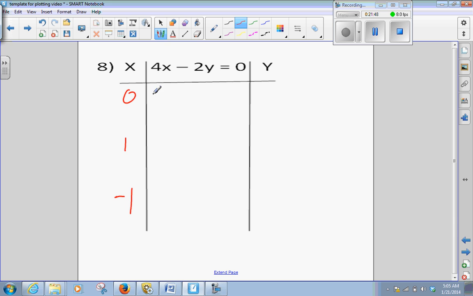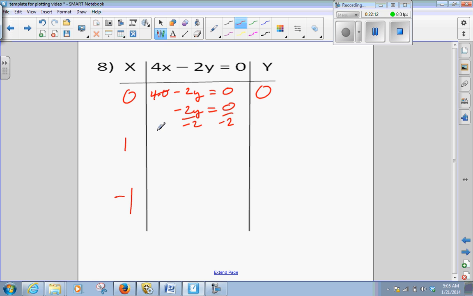Instead of 4 times x, I'm going to do 4 times 0 minus 2y is equal to 0. So 4 times 0 would be 0, which is pretty much nothing. So negative 2y is equal to 0. If I divide both sides by negative 2, y is going to be equal to 0. So if x is 0, then y is equal to 0.